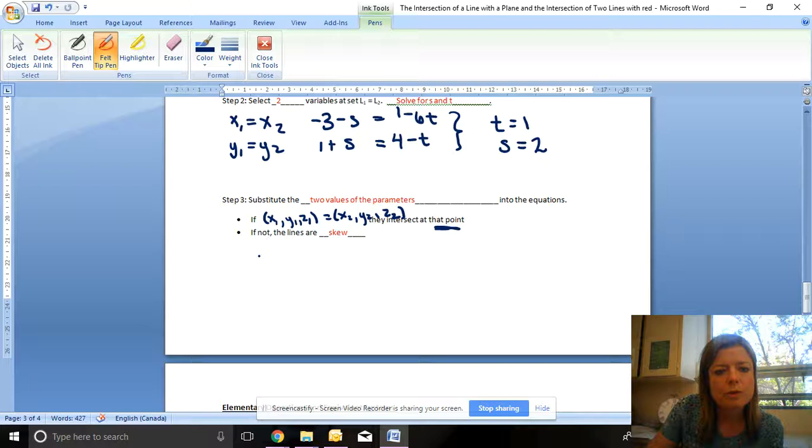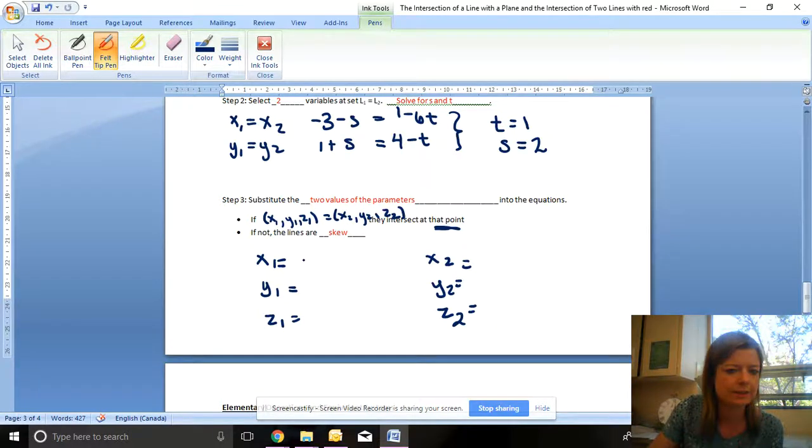We know that the x's and the y's will be equal because we used those to find the two parameters. So that should be no shock at this point. What we're really looking at is our z's. So if you put 2 in for s in this one, you get -3 minus 2, so that gives me -5.